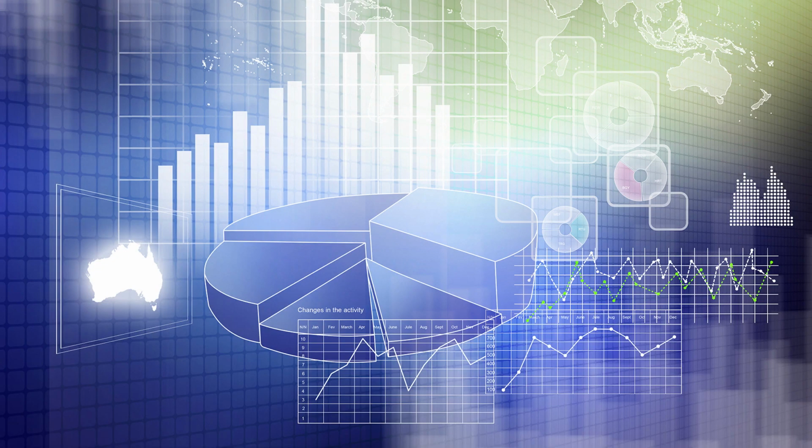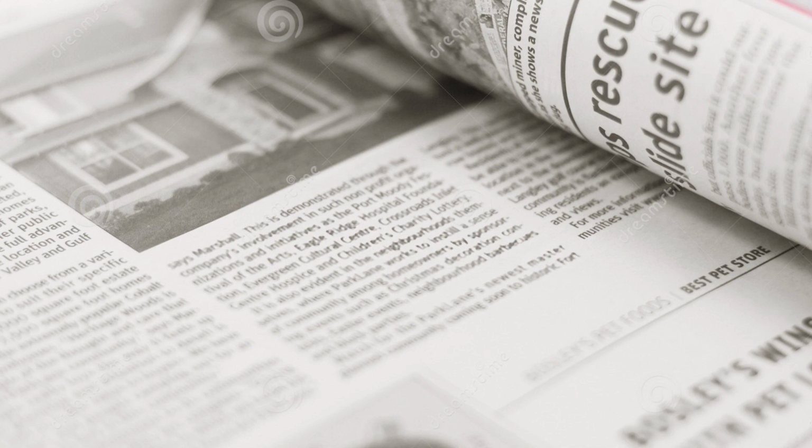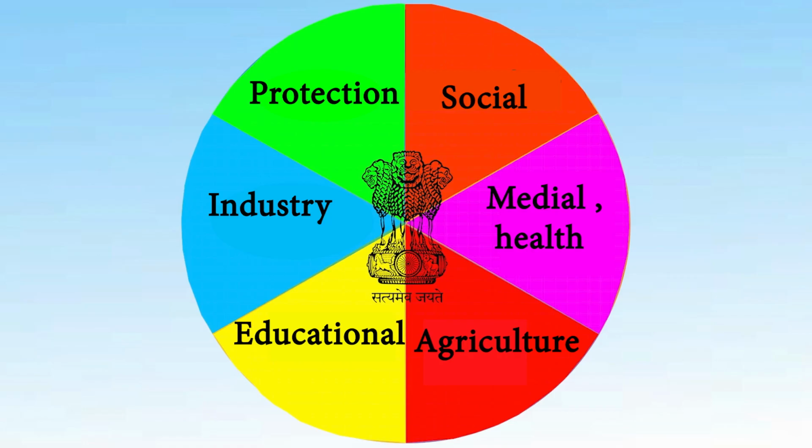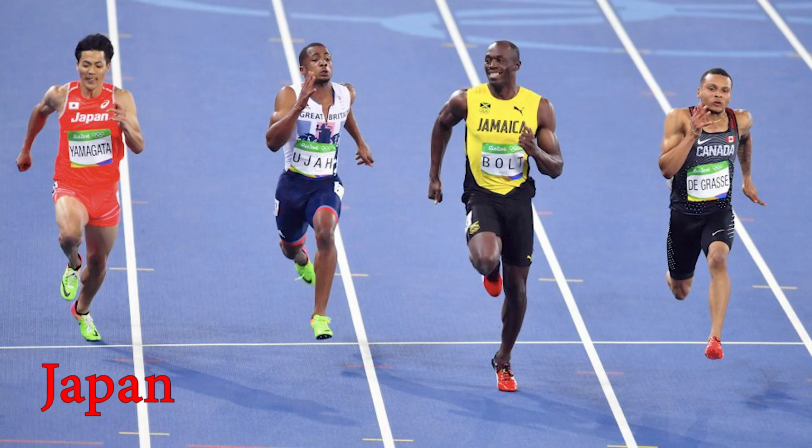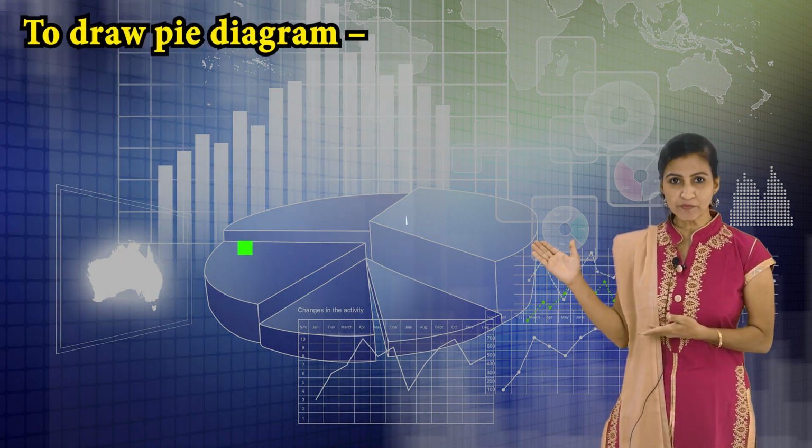Students, let us have more information about a pie diagram. Many times we find information of different types in newspapers given in the form of pie diagram. For example, the annual budget, performance of different nations in Olympic Games, etc. Now we shall see by example how to interpret the information from a pie diagram. Now students, let us learn how to draw a pie diagram from a given information.